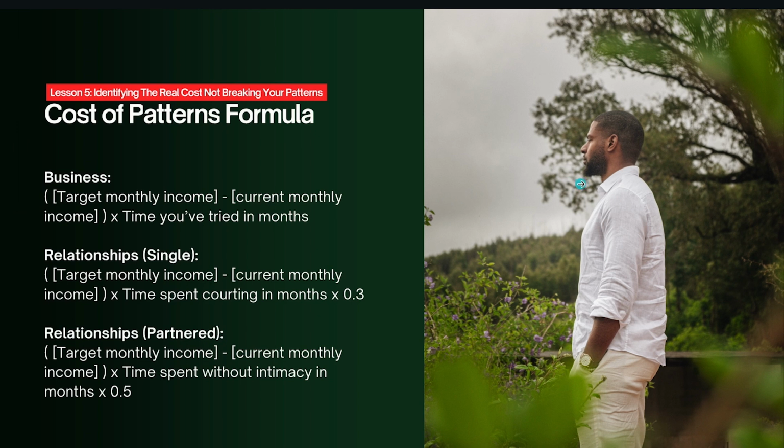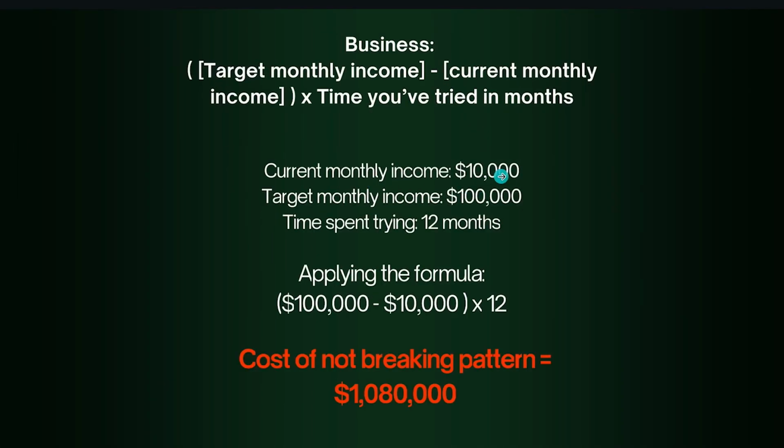And so let's see how these break down in real life. Let's say in business, you have a current monthly income of $10,000. You have a target monthly income of $100,000. Again, figure out these numbers for you. It can be a million, it could be whatever it is. And you've spent 12 months trying to go from 10K to 100K. If you apply this formula, it's actually costing you $1.08 million for not breaking the pattern. Because until you break the pattern, you cannot get to these levels.